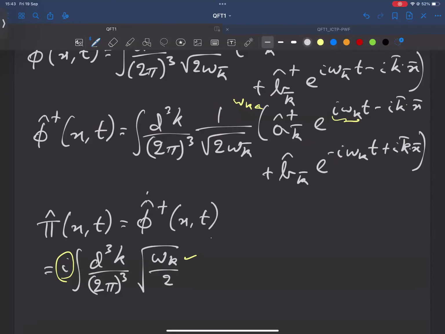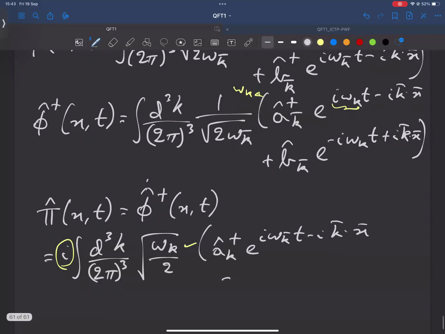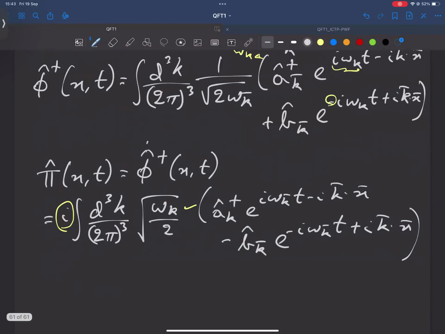It's again extremely straightforward but tedious. So you have to do it once very carefully. I still get confused, so it takes a bit of time to get all the signs correct. And then you get a minus because of the minus here. So you get minus b_k hat e^(-i omega t + i k·x). Okay. And similarly, you can write down pi hat dagger. I'm not writing the expression, but you get the idea.